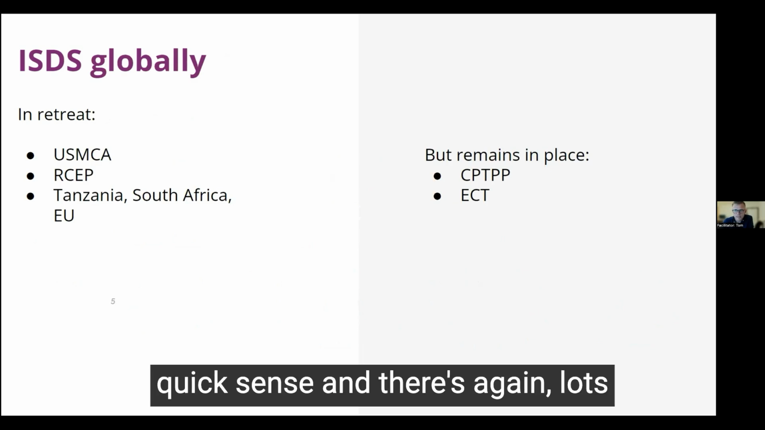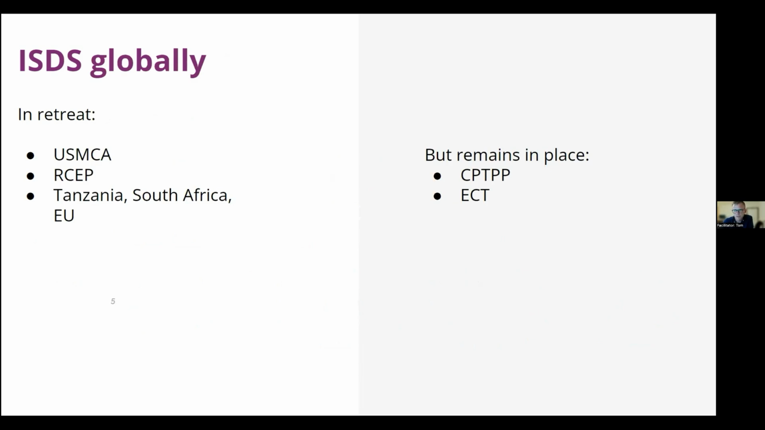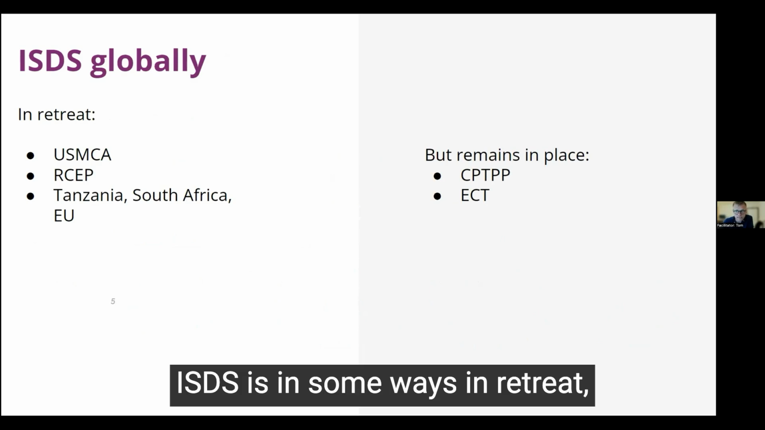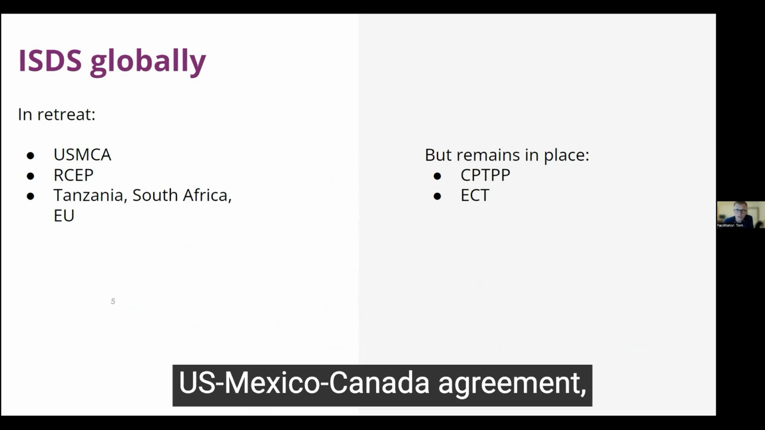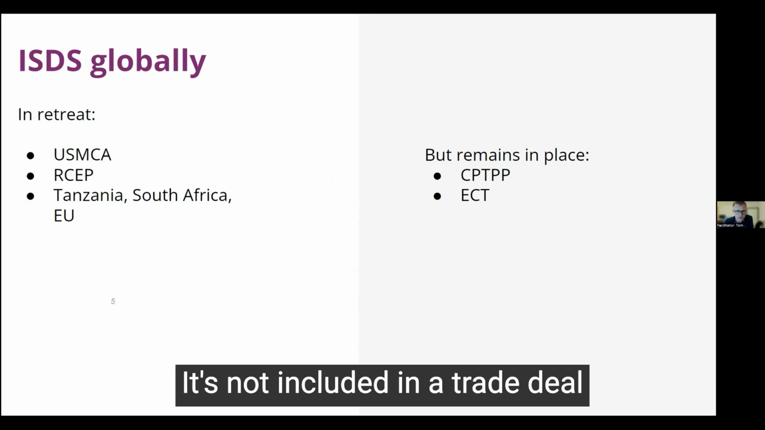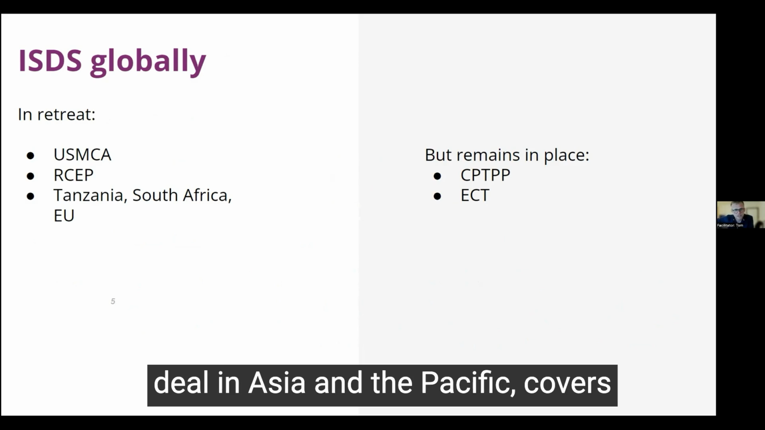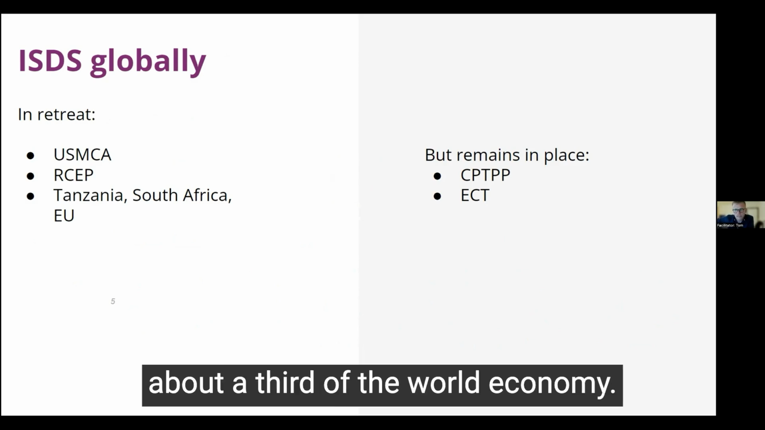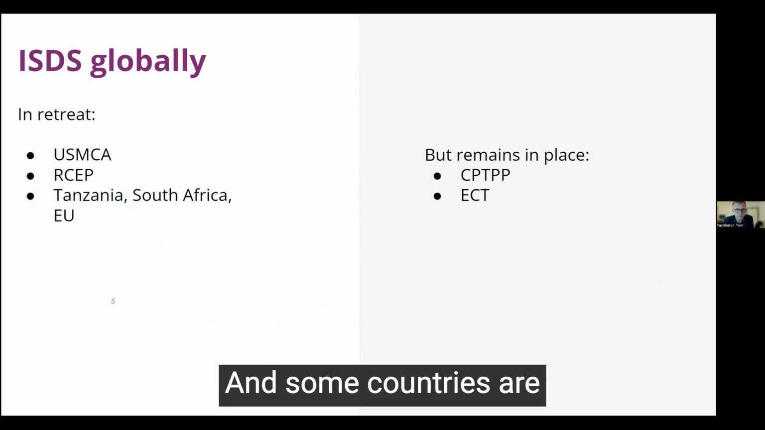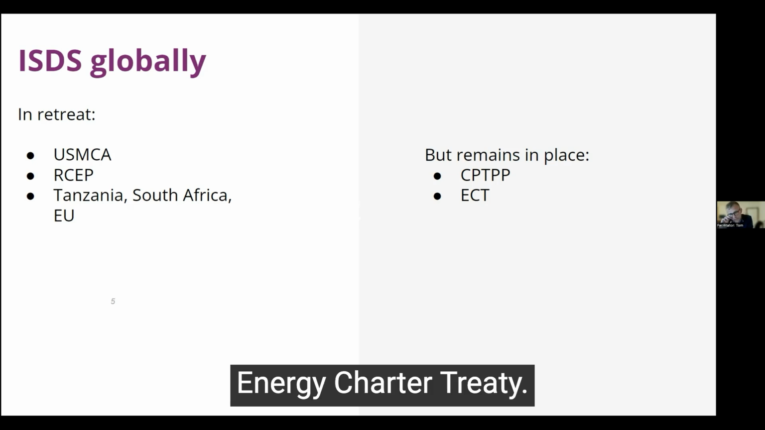Globally, I just wanted to give a quick sense, and there are again lots of acronyms here, so I apologize. ISDS is in some ways in retreat. It's not included in the US-Mexico-Canada agreement, which was agreed a few years back. It's not included in the trade deal called the RCEP, which is a big trade deal in Asia and the Pacific, covering about a third of the world economy. And some countries are beginning to withdraw from it. The UK, as I said, with the Energy Charter Treaty.